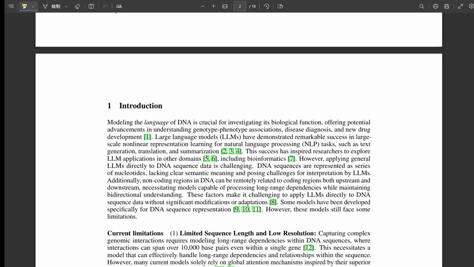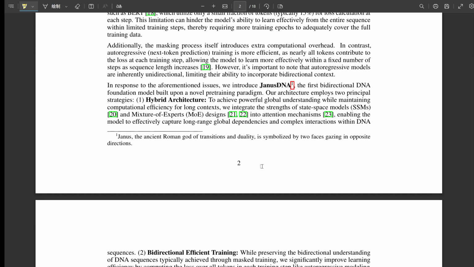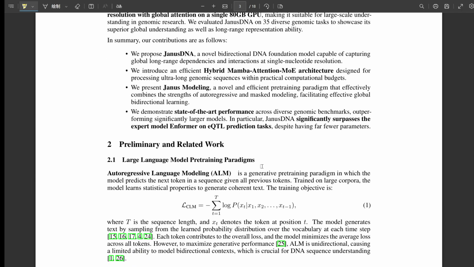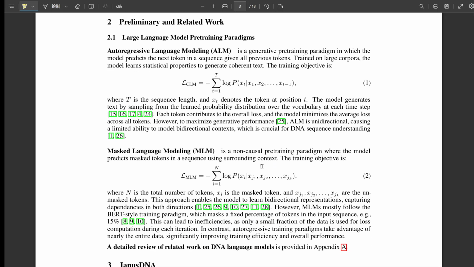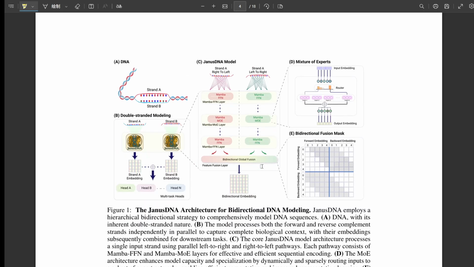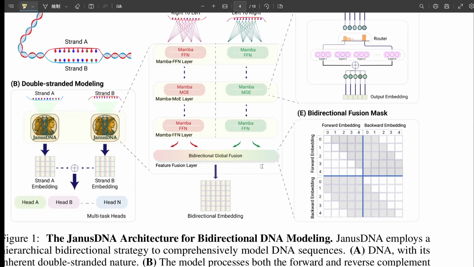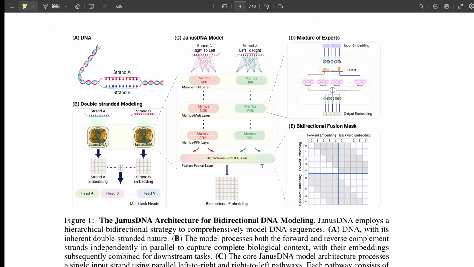First is independent context encoding. The input DNA sequence goes through two separate parallel encoders. One reads left to right, building up context from the past. The forward pass. Right. And the other reads right to left, building context from the future relative to any given point. The backward pass. Yep. And critically, these two passes are kept completely independent at this stage. The paper stresses this is to ensure no premature information leakage. The forward pass doesn't know what the backward pass knows yet, and vice versa. Okay, so two independent views, then what?